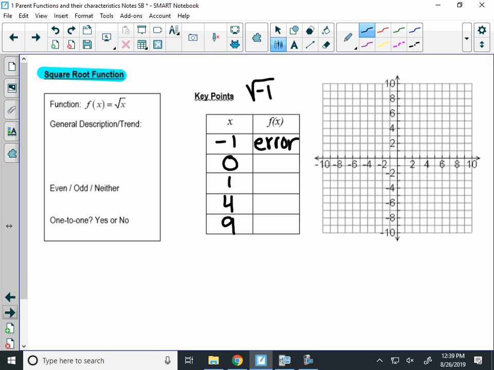What's the square root of 0? 0. Okay, what's the square root of 1? Square root of 4? And square root of 9? 3. All right. So when I plot that, I start at 0, 0, 1, 1, 4, 2, 9, 3. And that's actually the same pattern as the square function, the parent function for that parabola, x squared, only half of it and tipped on its side. Okay, so this is an increasing function, and it looks like half of a sideways parabola.